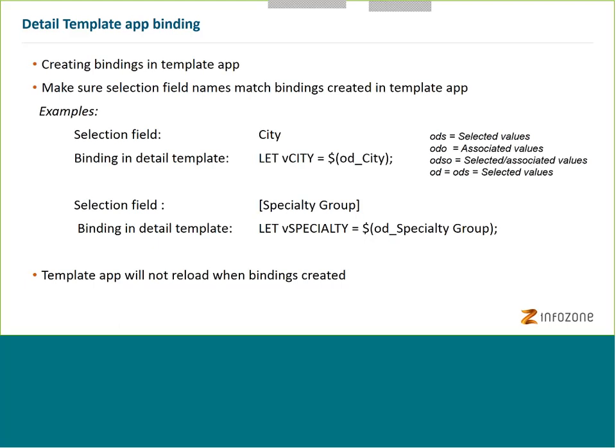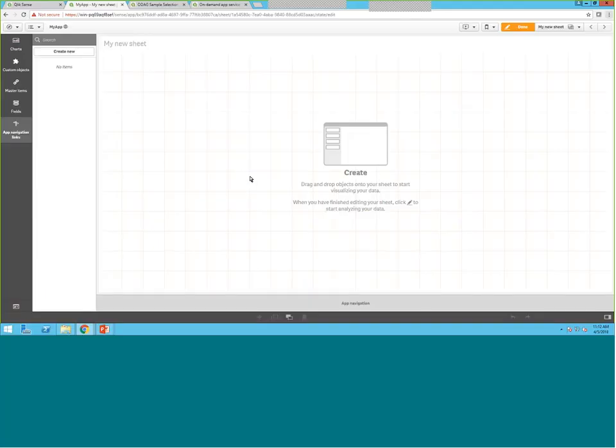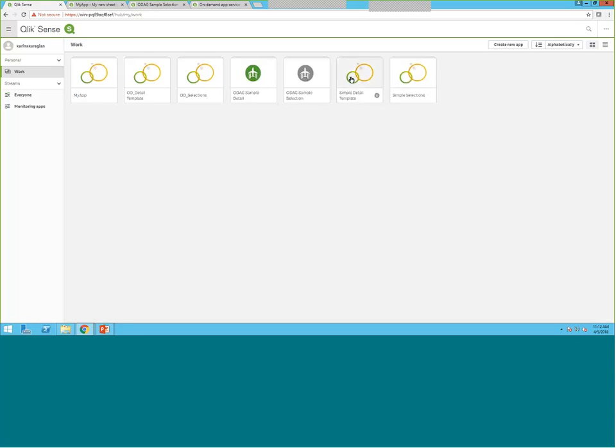Also, it's a very good thing to point out that when you create bindings in your template application, it most likely will not reload. You will just have to save it, and in order for you to check if your bindings actually work, you will need to go in the selection app and try to generate it. So let me just jump to the server and show you what I mean. I will open, let me just show you the simple detail application that I have.